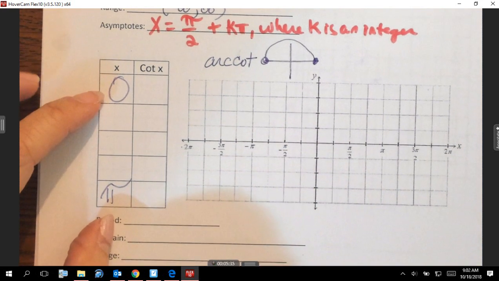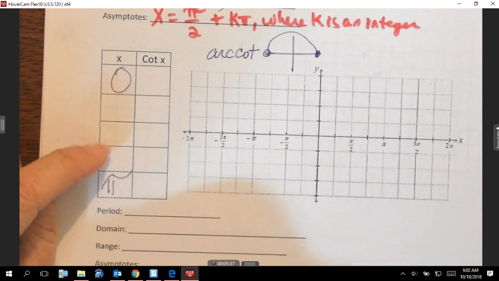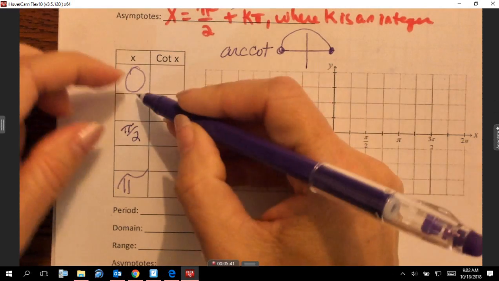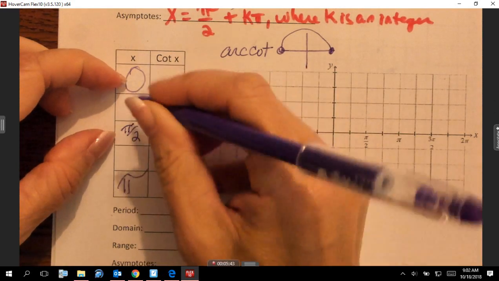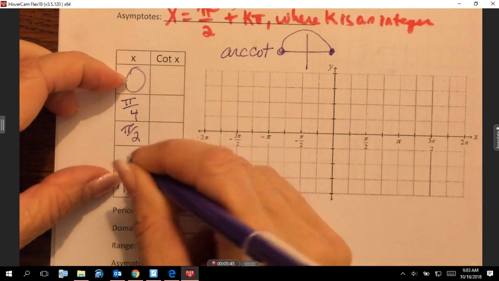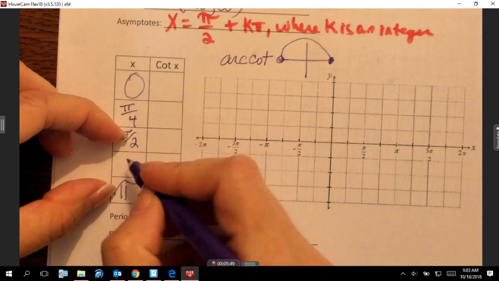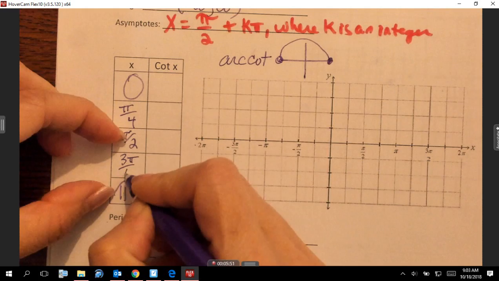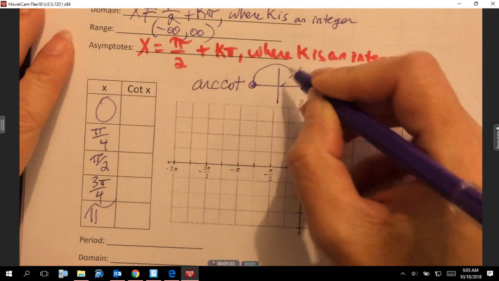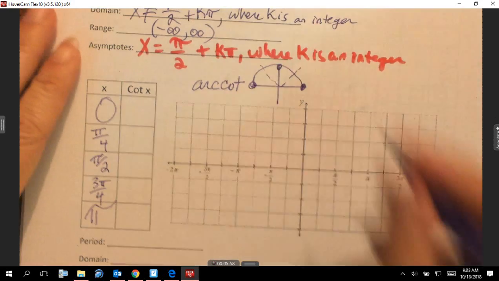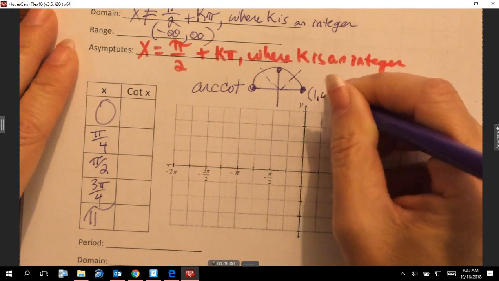I'm just going to say, what is the exact middle of 0 to pi? Pi over 2. And then what's exactly in the middle of 0 to pi over 2? Pi over 4. And then exactly in the middle of pi over 2 to pi? That's 3 pi over 4. And if you need to look at your picture that you put up in the top corner to figure those out, look at your picture. Then I'm going to use my ordered pairs.